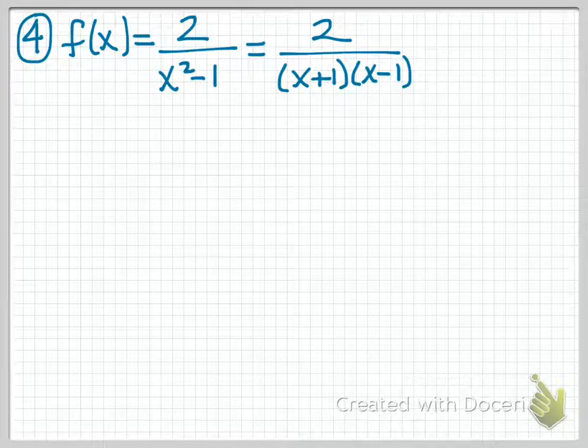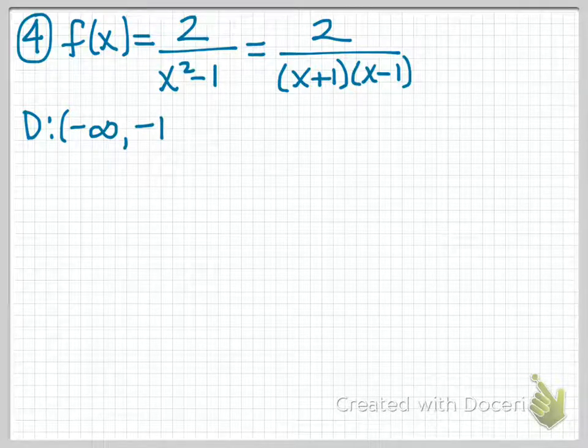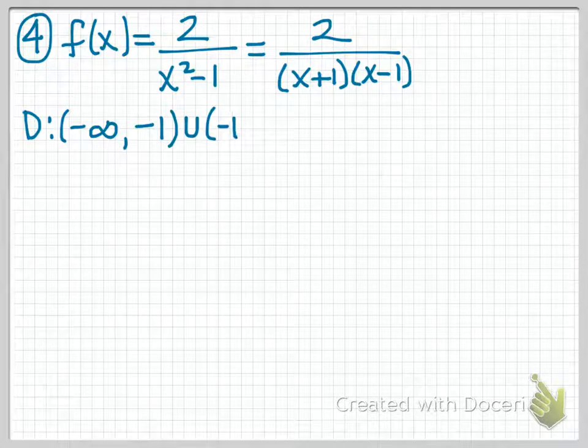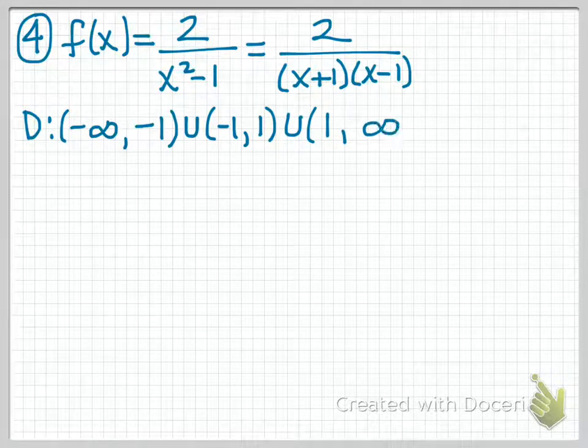So when we set up our domain, working from the left, we would have negative infinity to our first disallowed value, which would be negative 1 for that first 0, union negative 1 to 1, which is our second disallowed value, and then it picks back up on the other side of 1 and goes to infinity. So now we have a three-piece domain. That tells us that if we were to graph this function, we would have 3 pieces.